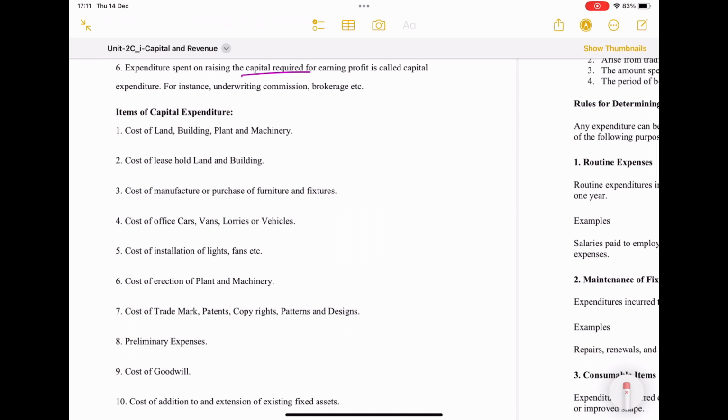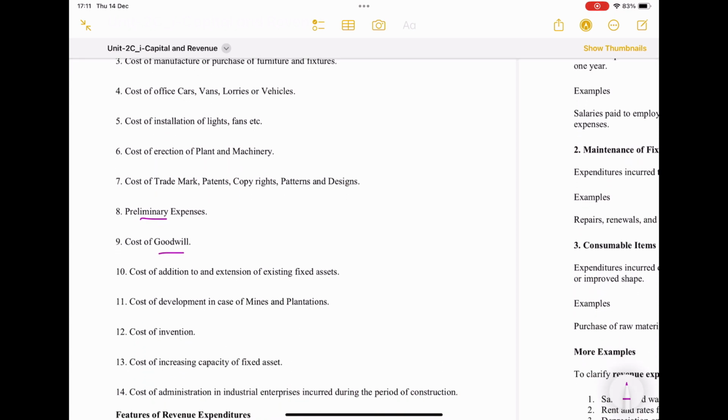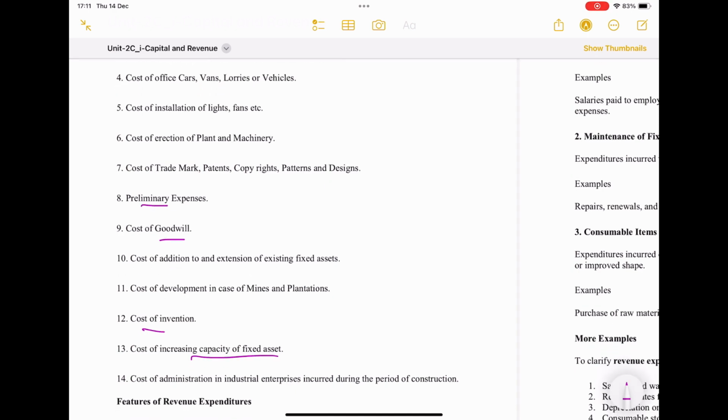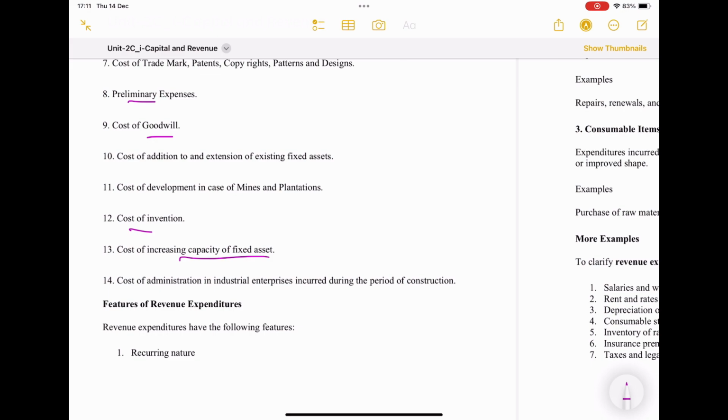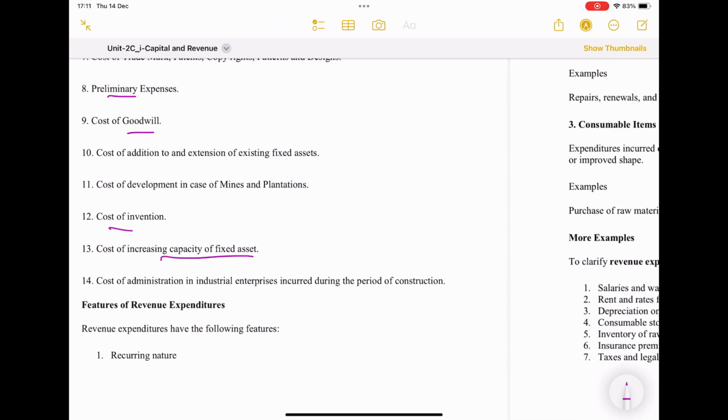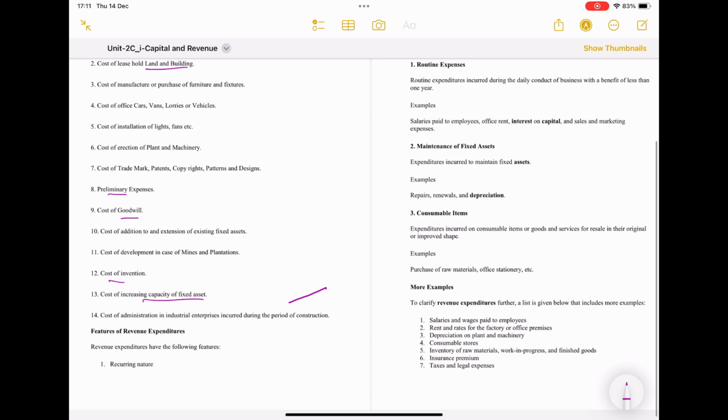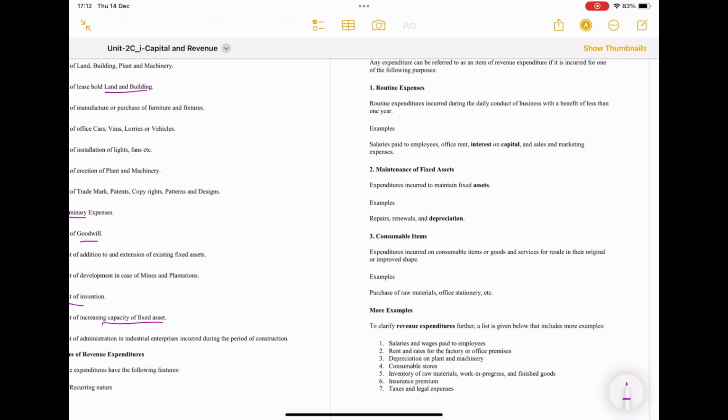So cost of land and building, cost of leasehold, cost of machinery, purchase of furniture and fixtures, preliminary expenses, patent, trademark, goodwill, the cost of invention, and increase in capacity of the asset. Next they have given features of revenue expenditures, but we have already read these features in the difference between them, so there is no need to repeat this.